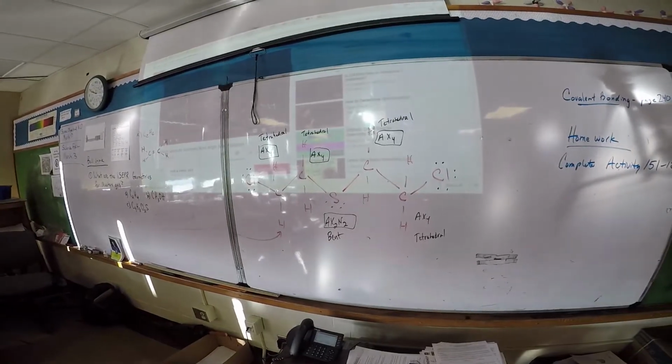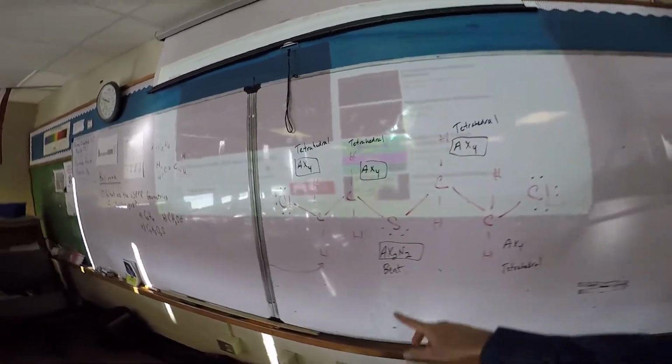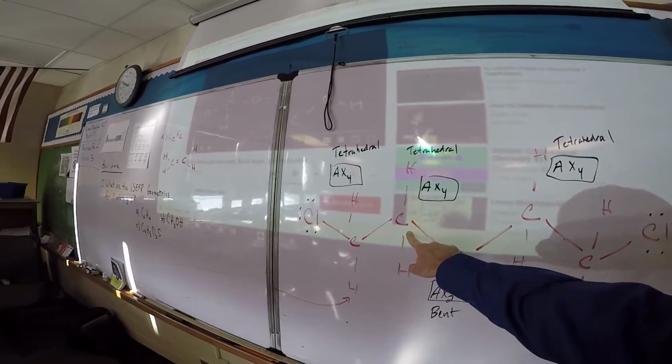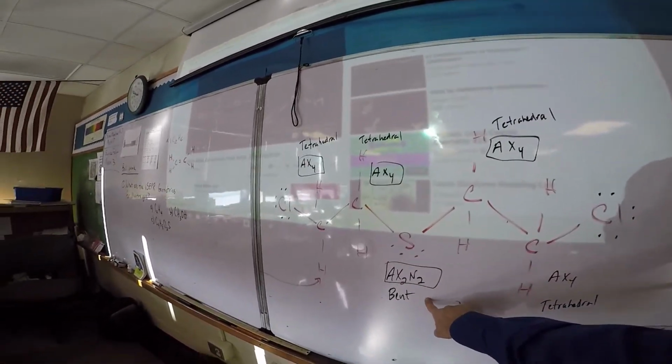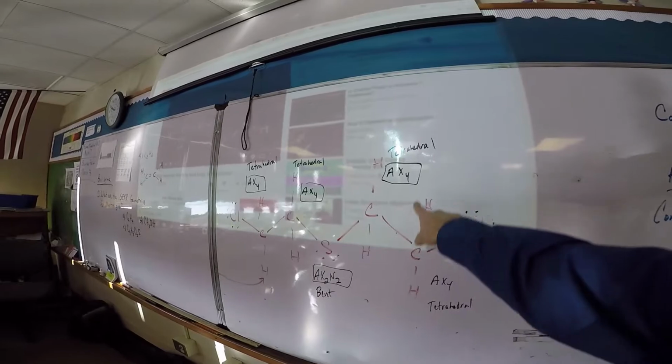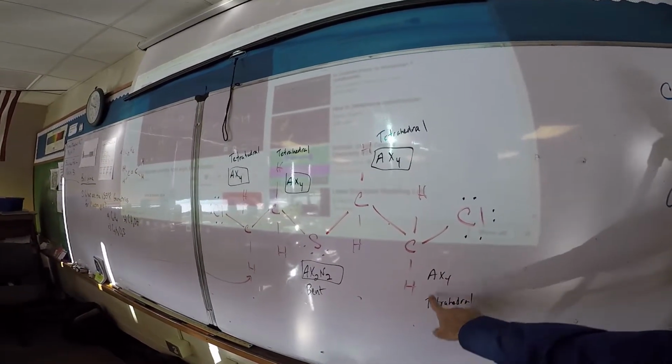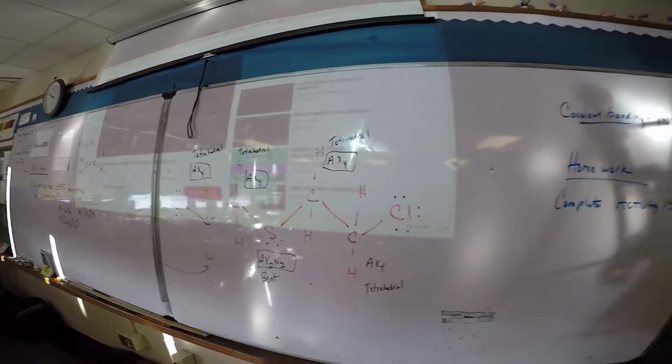VSEPR geometry for mustard gas. You've got your tetrahedral AX4 on this carbon. Same with this one. The sulfur is going to be bent. And then you've got tetrahedral, followed by another tetrahedral. Then we have our chlorine.